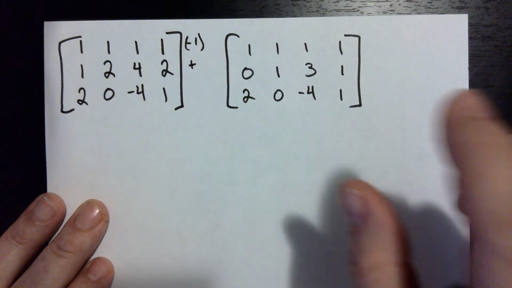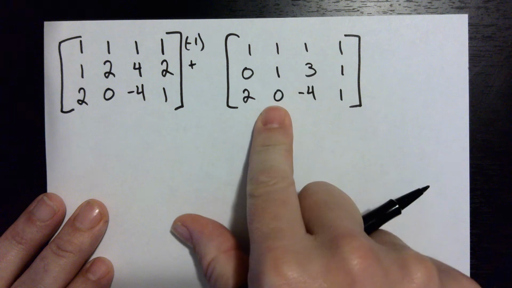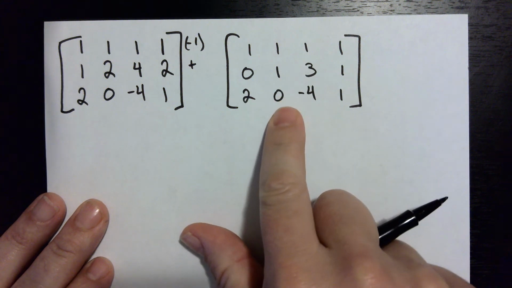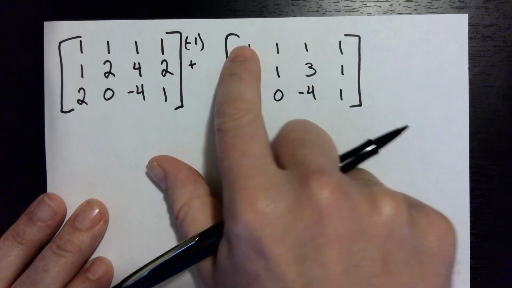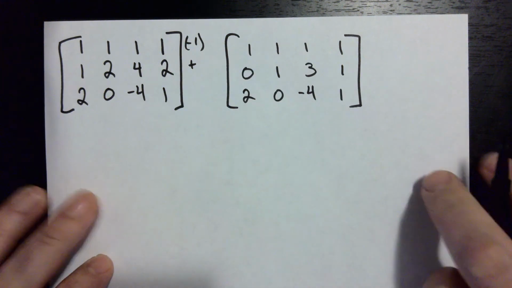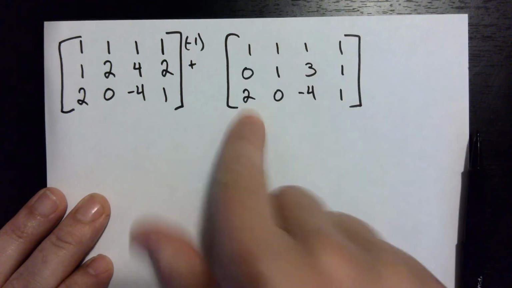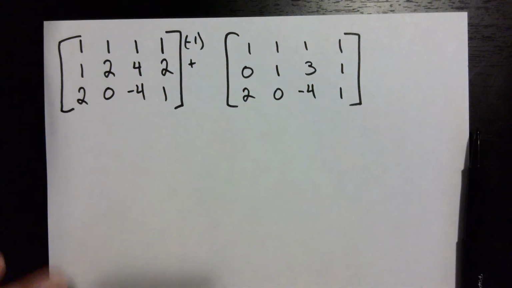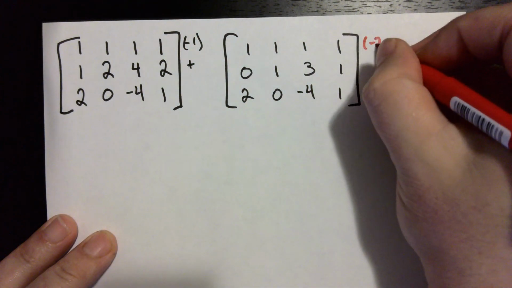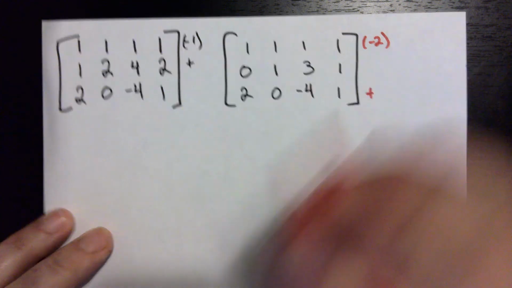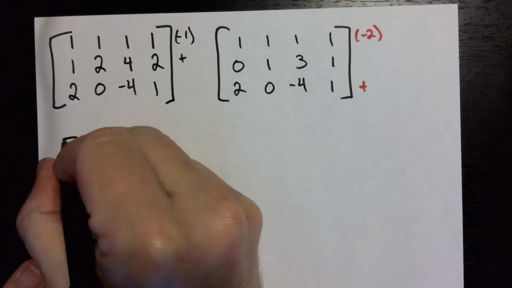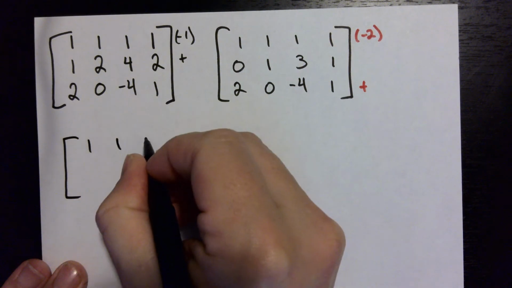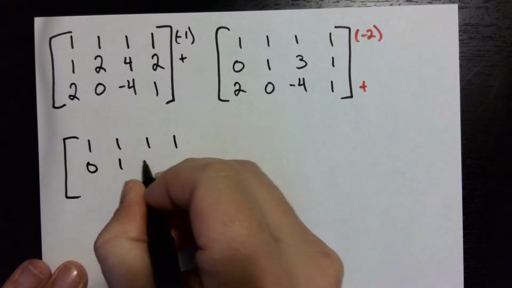I can use this to make this turn into a 0, which it already is. But I need this to be a 0 as well, so let's use the top equation to make this 0. So what do I multiply 1 by to turn it into the opposite of 2? Well, -2. So I'll multiply by -2, and I'm going to add it to that bottom row. The top and middle row are going to stay the same: 1, 1, 1, 1, 0, 1, 3, 1.